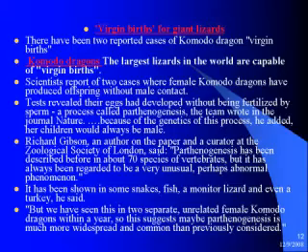Tests revealed their eggs had developed without being fertilized by sperm, a process called parthenogenesis. The team wrote in the journal Nature that, because of the genetics of this process, her children would always be male. Richard Gibson, an author on the paper and curator at the Zoological Society of England, said, parthenogenesis has been described before in about 70 species of vertebrates, but it has always been regarded to be very unusual, perhaps abnormal phenomena.